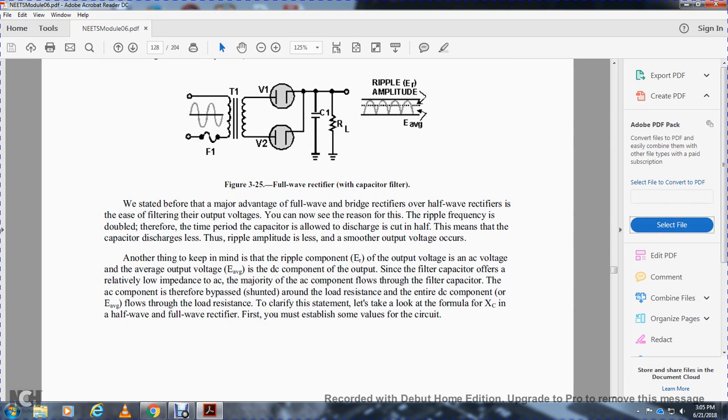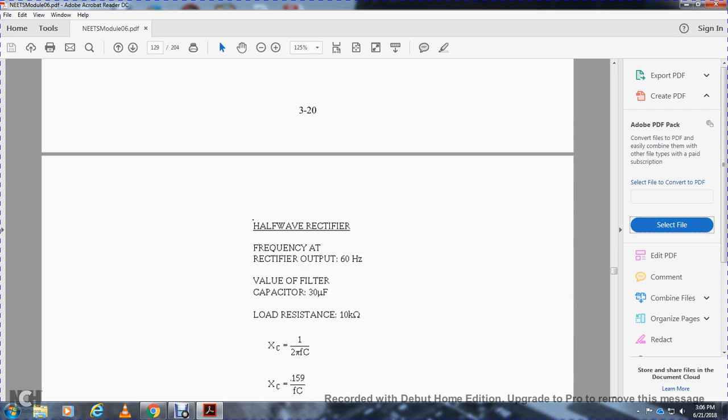Keep in mind that the ripple component is the AC portion of the total output voltage, and the average is the DC output component. The filter capacitor has a relatively low impedance, so the majority of the AC component flows through the capacitor, bypassed or shunted around the load resistor. The entire DC component, or average voltage, flows through the load resistor. Let's take a look at the capacitive reactance in the half-wave and full-wave rectifier, first establishing some of the values of the circuit.